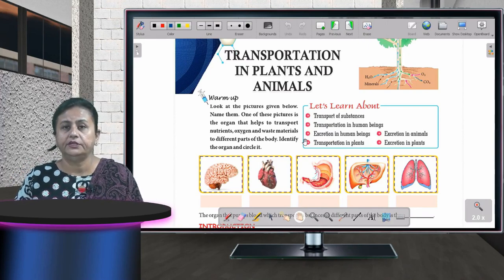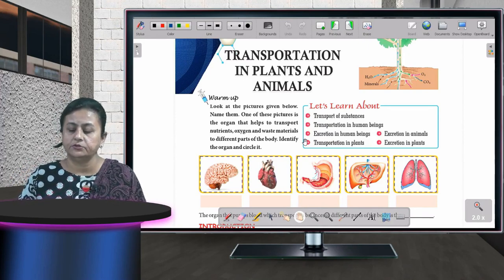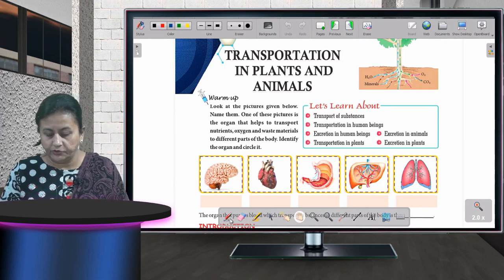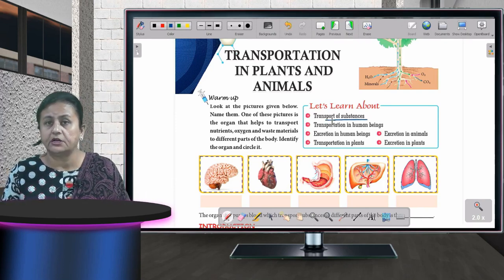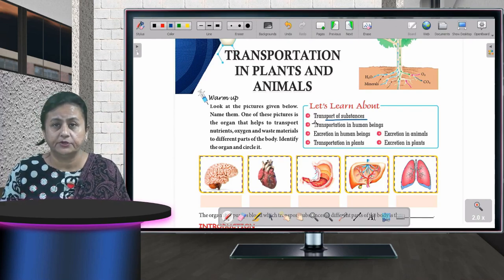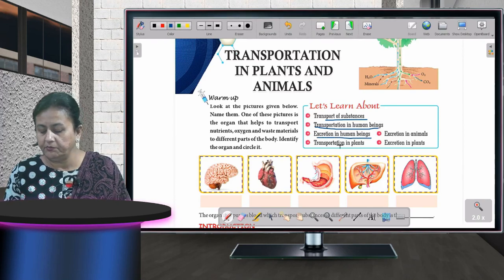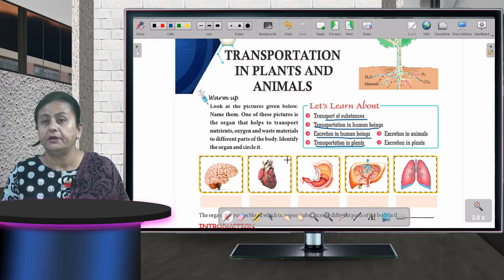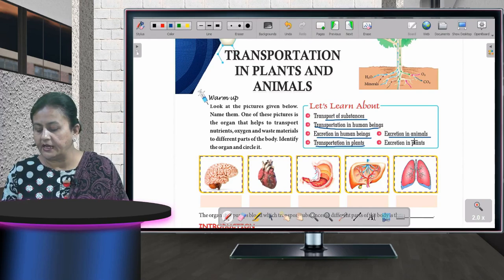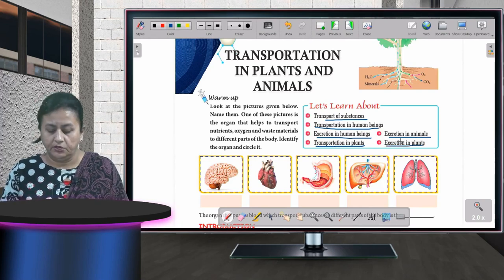The topic for the day is, as you all can see on your screen also, transportation in plants and animals. And in this chapter today I am going to tell you about transport of substances, how the different substances are transported in our body, transportation in human beings, excretion in human beings, transportation in plants, then excretion in animals and excretion in plants. So let's start the chapter.